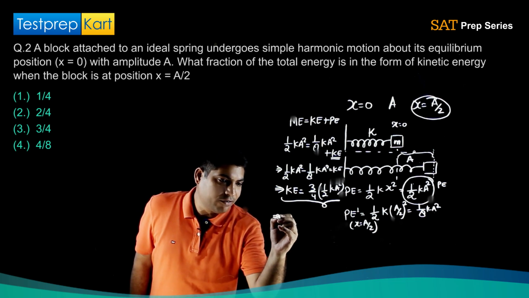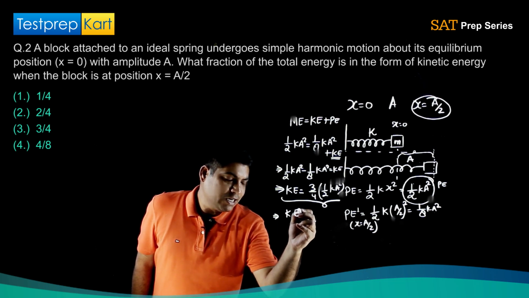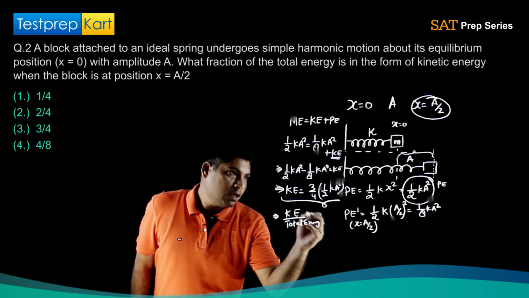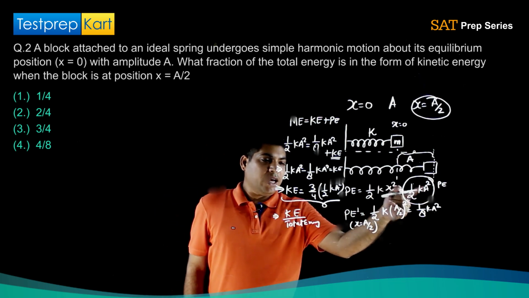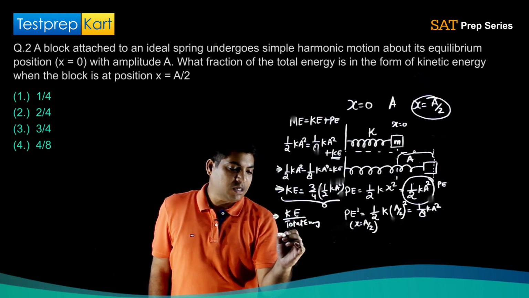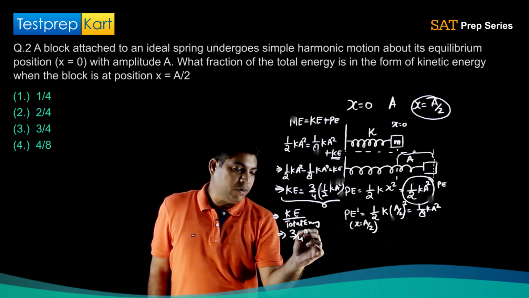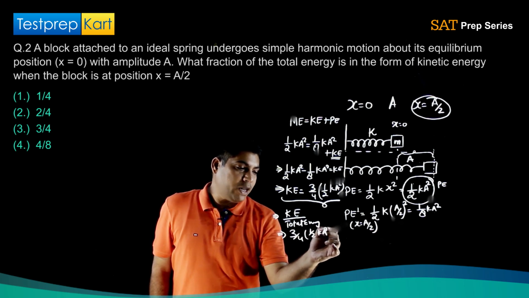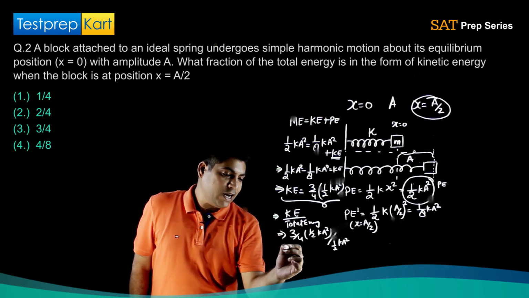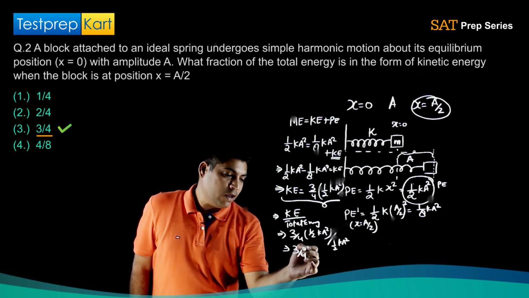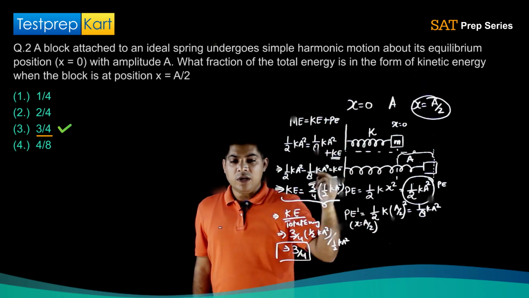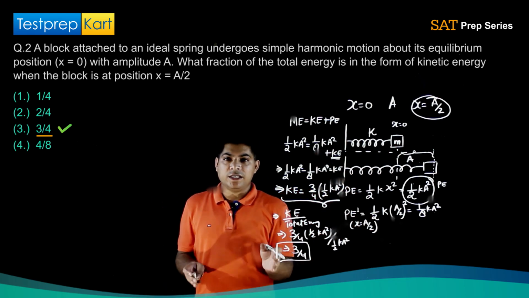So we can calculate the fraction, that is kinetic energy divided by total energy. Total energy is half k a square and kinetic energy is 3 by 4 into half k a square. So this fraction will be 3 by 4 into half k a square divided by half k a square. So we'll get 3 by 4. It means the kinetic energy at x equals a by 2 is 3 by 4th of the total energy.